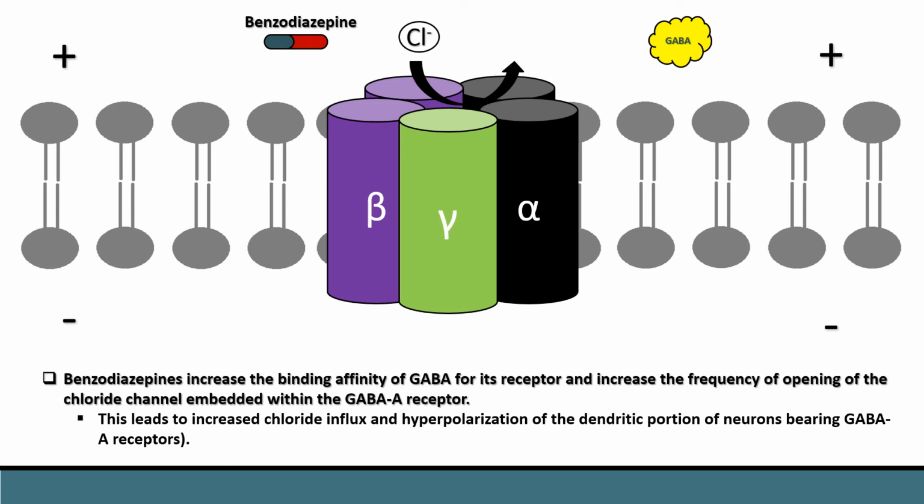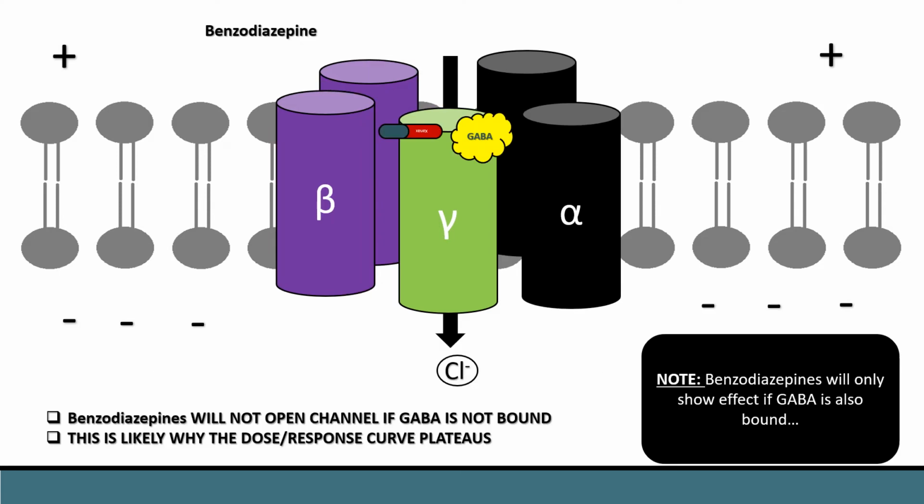So I'm just going to show the illustration again, but this time you're going to see that the benzodiazepine is also going to bind, because I want to illustrate a point. It's important that you know that the benzodiazepine must be bound with GABA in order for the GABA receptor to open. This means that if you have no GABA and you just have the benzodiazepine binding, it's not going to do anything. And this is likely why when you look at dose-response curves for benzodiazepines, there's a plateau. In other words, you get to a point where you can have more benzodiazepine, but it's not going to cause more inhibition in neuronal activity.